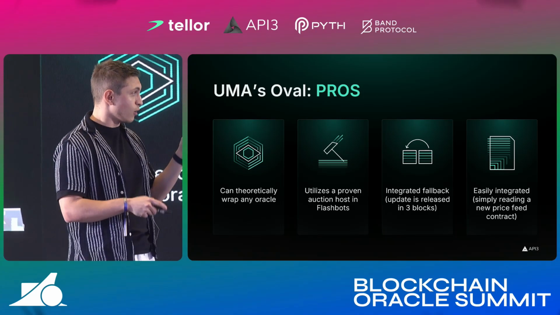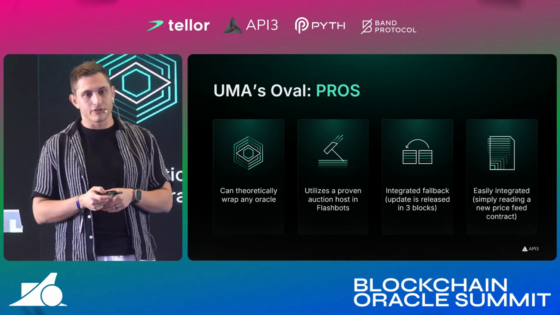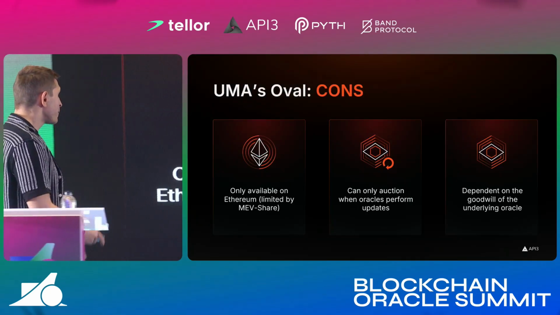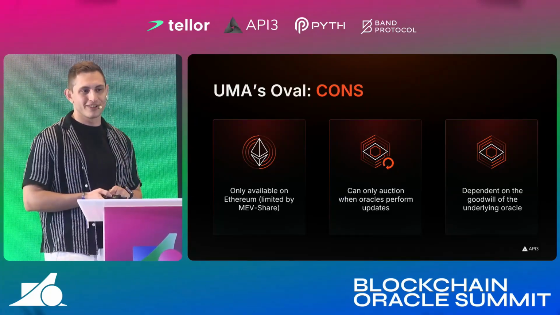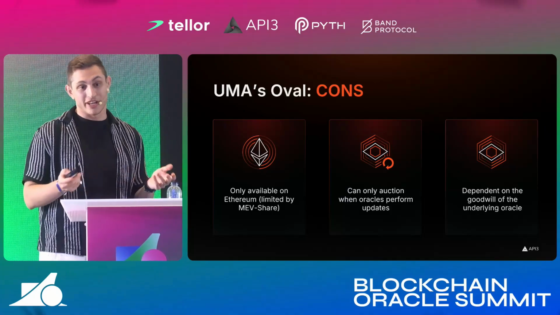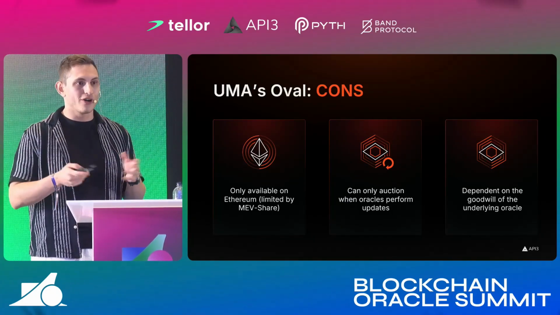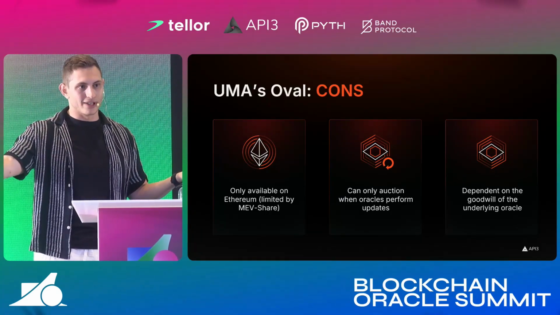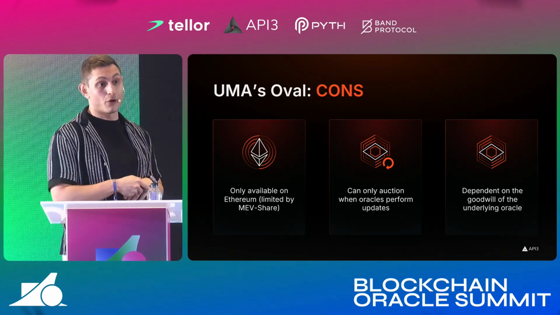And also, not to forget about this one, it's very easily integrated. You just read a different price feed contract. So the cons. MEV share is only available on Ethereum mainnet, hence Oval is currently only available on Ethereum mainnet. That limits the potential quite drastically. If you have a protocol and the protocol is multi-chain, what you do on mainnet you cannot replicate somewhere else with Oval. You can also only auction off when the Oracle actually updates.